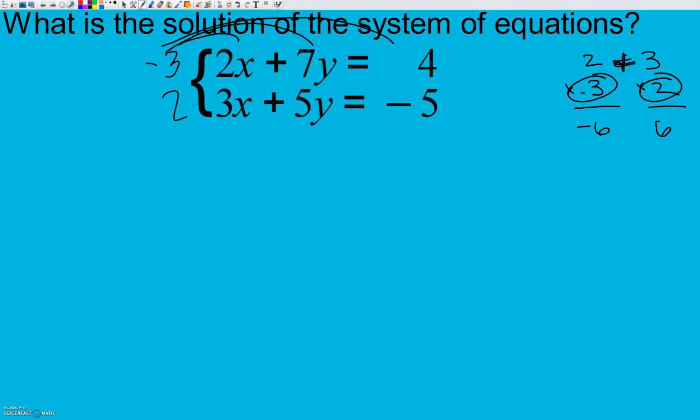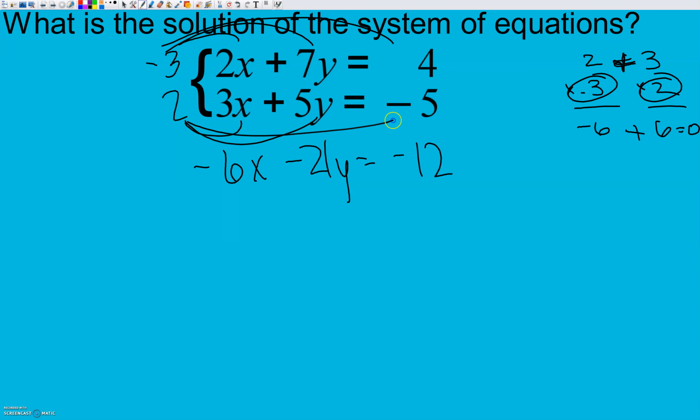If I do something on one side, I have to do it on both. So here, for my top equation, I'm going to get negative 6x minus 21y equals negative 12. And it wouldn't have mattered which one we made negative here. I could have made my 2 negative or my 3 negative. Just keep in mind that we have to have opposites because when we add these, we want it to get to 0. Same thing on the bottom, I'm going to distribute. So I'm going to have 6x plus 10y equals negative 10.